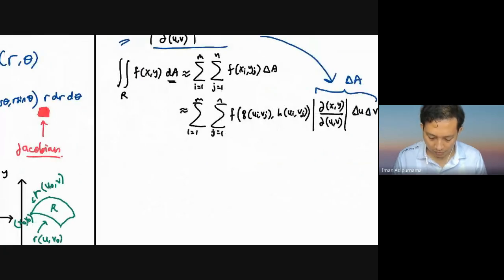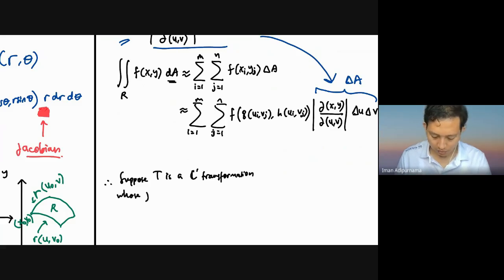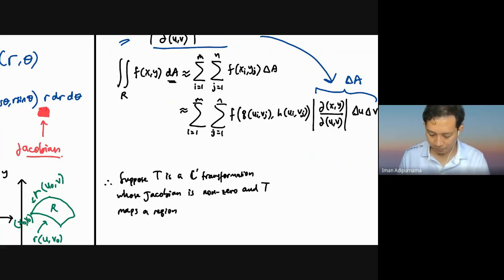So as a conclusion, suppose T is a curve transformation, let's say a curve transformation whose Jacobian is non-zero, and T maps a region S, this is the UV plane, onto region R, that is the XY plane.